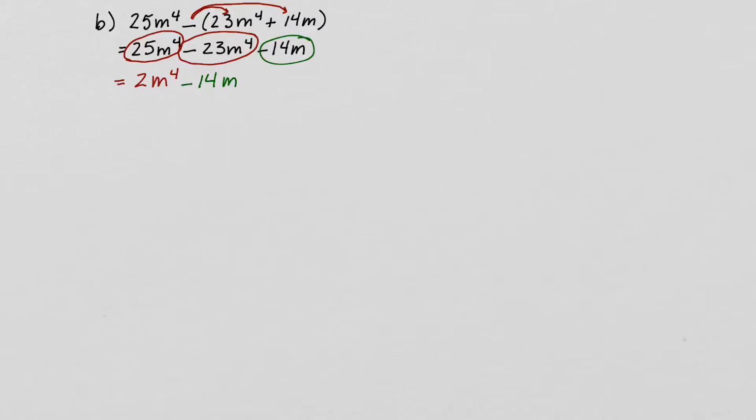Here's another example. So maybe I have 2ab squared plus 9a squared b minus b squared, plus 7ab squared minus 3ab plus 7a squared b.